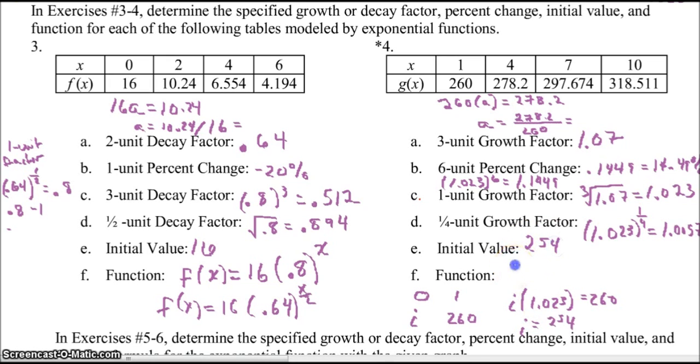So now we clearly have our function g of x. It's our initial value, 254, with our 1 unit growth factor, 1.023, and our input x as the exponent. These sure are fun. Seriously, it's pretty cool.